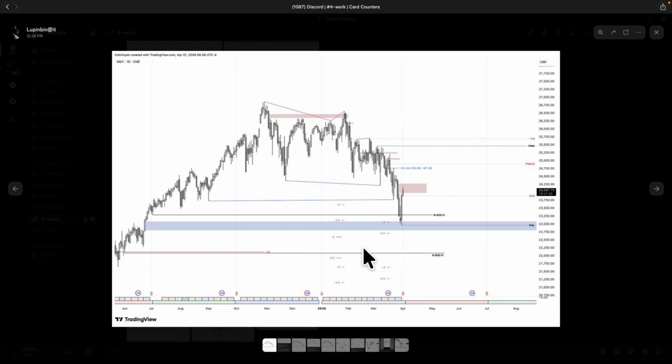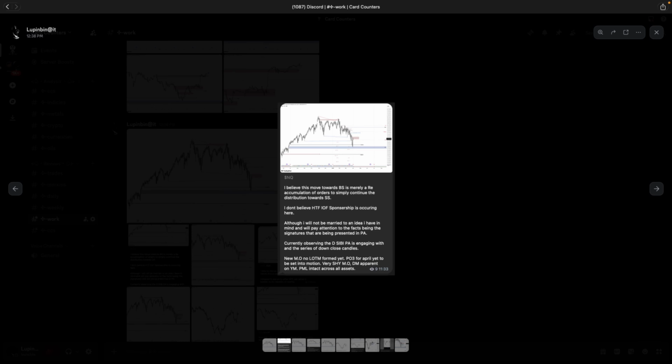So I was looking at the fact that, okay, the monthly chart is going to deliver into a discount of the given range it is trading into. We can end up seeing institutional sponsorship occurring from right here. So that is the idea that I was saying I'm not going to be married to, and I'm simply just going to pay attention to the facts of what price action is printing.